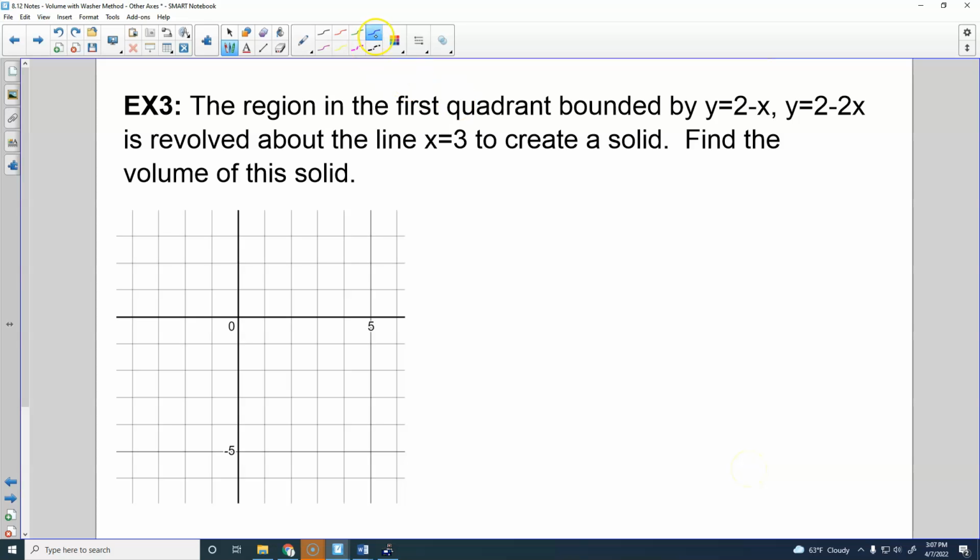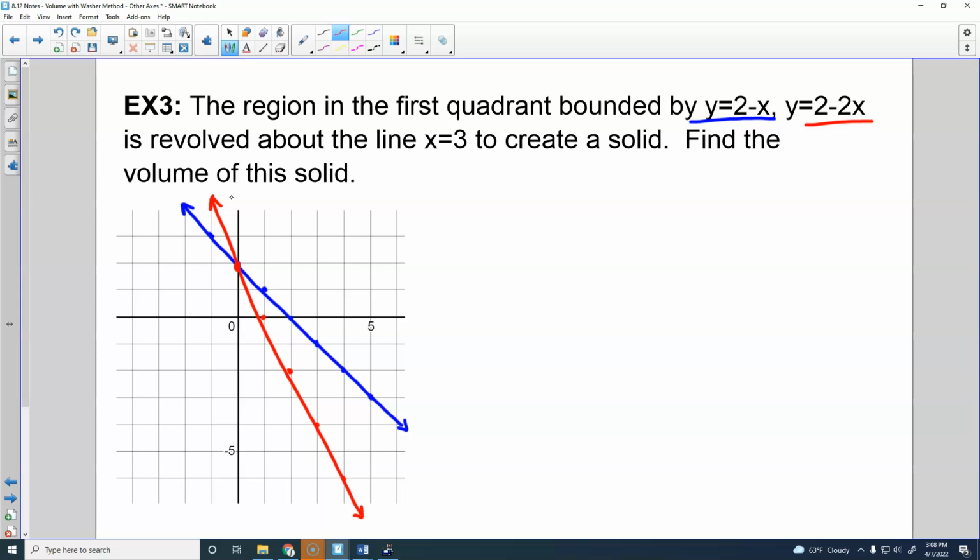All right, so we've got y equals 2 minus x. So that's going to have a y-intercept at 2, a slope of negative 1. So that will be the blue line that I have graphed here. Then we have 2 minus 2x. So same y-intercept, but a slope of negative 2 over 1. So I have this red line here.